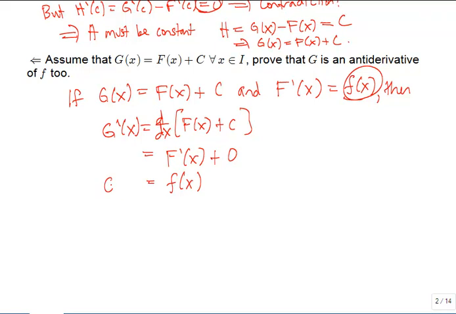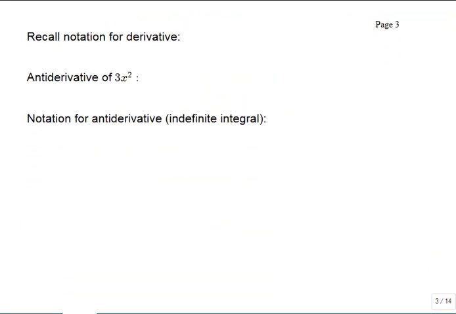So we just showed that g prime of x is equal to little f of x, which implies that g must be an antiderivative of little f. That's what being an antiderivative means. It means taking your derivative gives you back that little f. Therefore, g must be an antiderivative of little f. So there's our proof, and we got both directions. Okay? All right. Let's talk a little bit about some notation now.